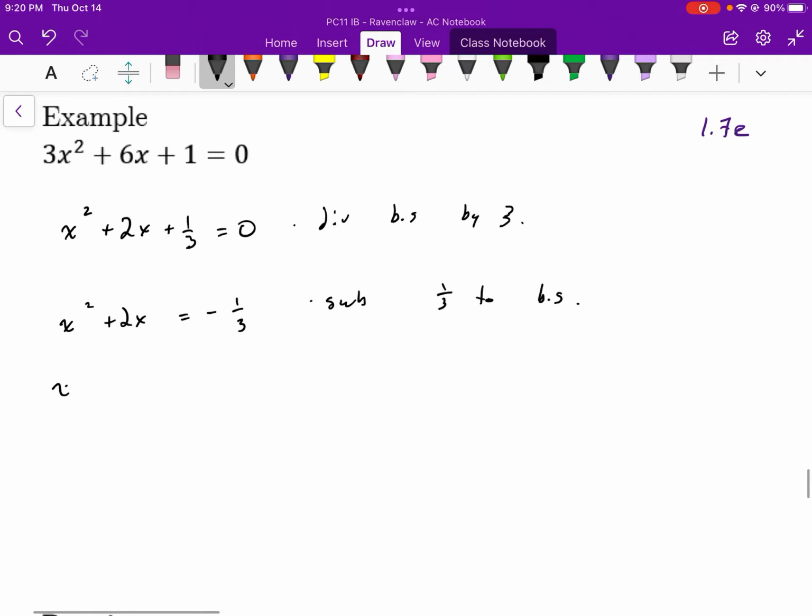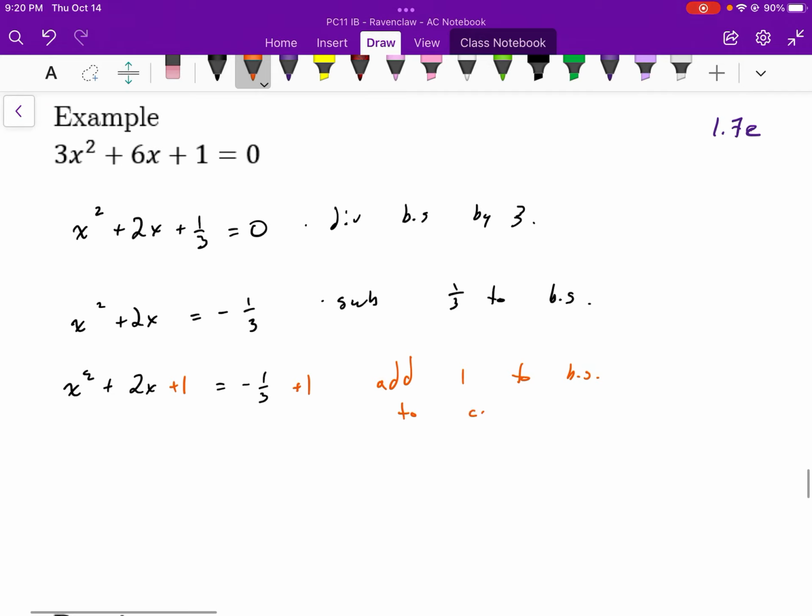The next thing I'm going to do is complete the square. I'm going to add 1 to both sides to complete the square. Now why 1? I took this middle term 2, divided it by 2, which is 1, and I squared 1, which is 1. So that's why I added 1.